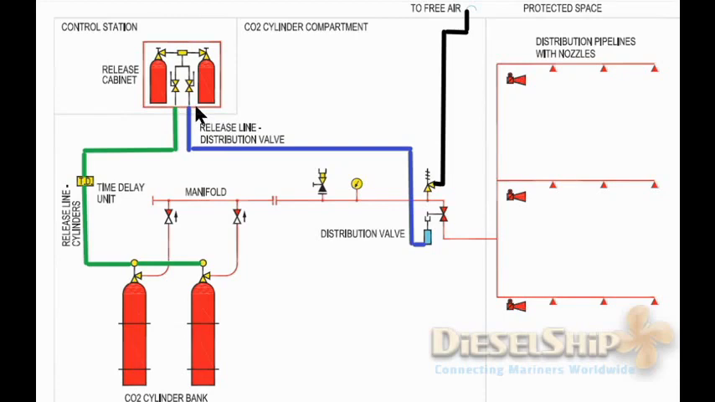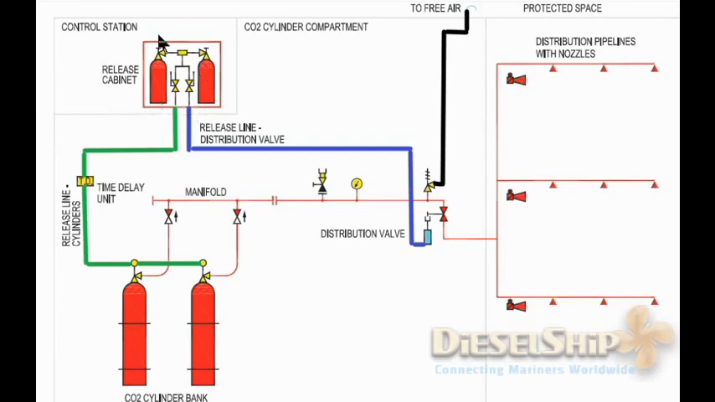On most ships, you have two basic places where the control stations are located. One is the fire control station, and the other is the CO2 room itself. And the third is just outside the engine room, just at the entrance of the engine room in fact.